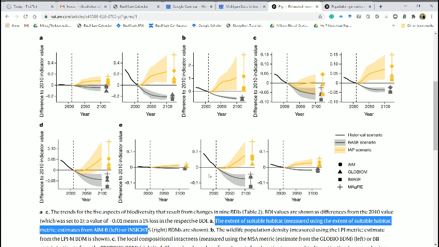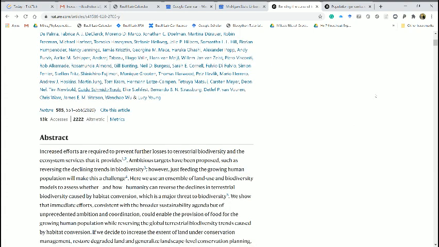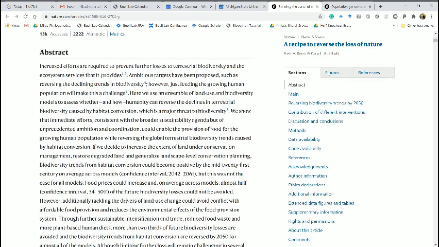So the gist here is that if we don't do anything, things get bad. If we do something, things get better. All right, we'll look at the second figure real quick, and then we'll move on to a cool paper about Vikings that I saw.